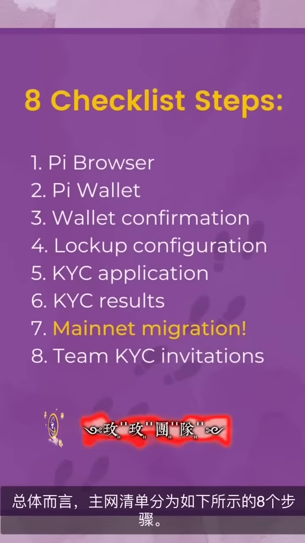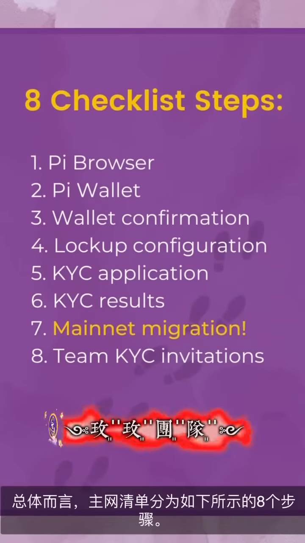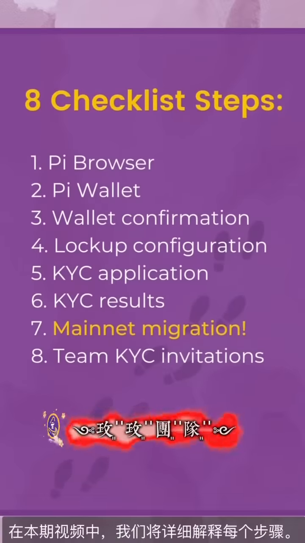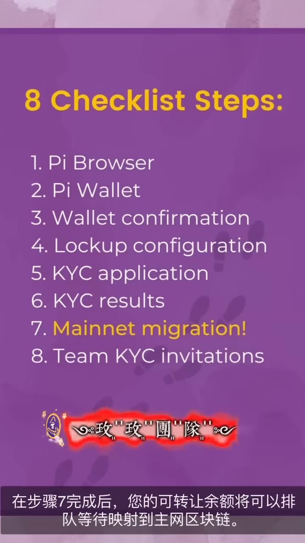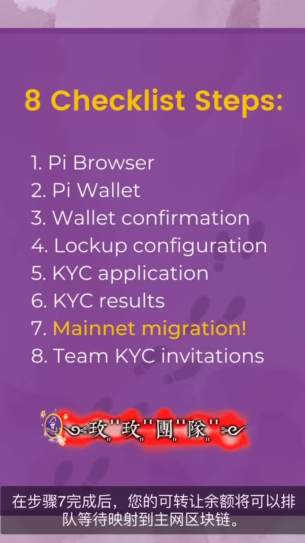Overall, the mainnet checklist is divided into 8 steps listed below. In this video, we'll explain each step in detail. After step 7 is complete, your transferable balance will be enabled to queue up for migration to the mainnet blockchain.